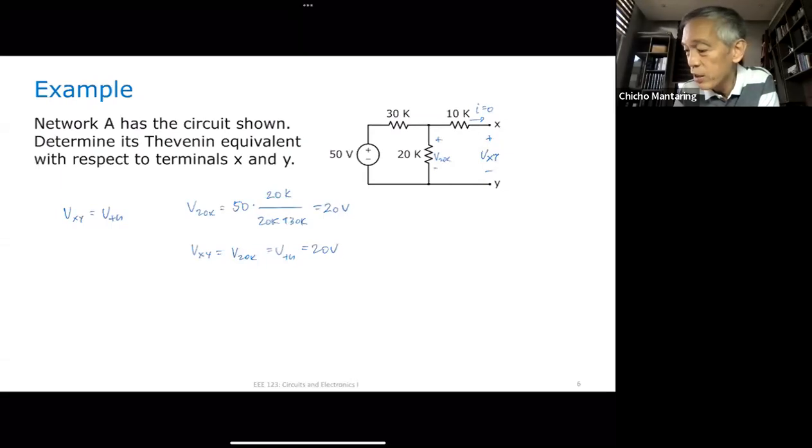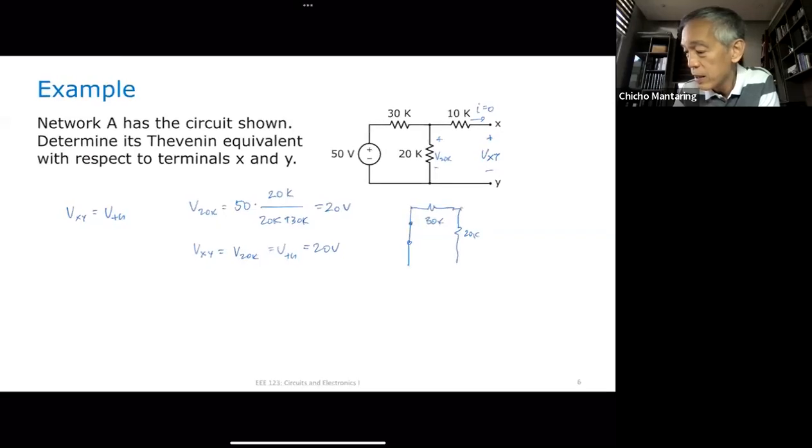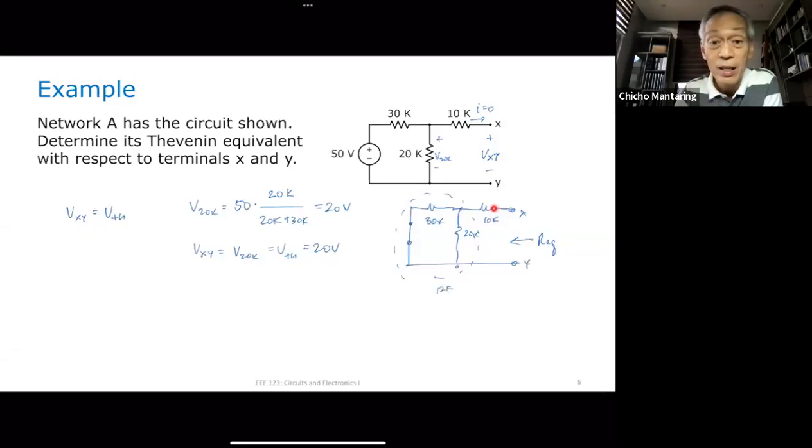He described it in words, but essentially you suppress your voltage source. So you have 30K and you have 20K, and then now you have 10K. Looking into X and Y, you're looking at R equivalent X and Y. These two are in parallel, so the parallel combination of these two will be 12K, which is in series with 10K. So RTH is now going to be equal to 22K.